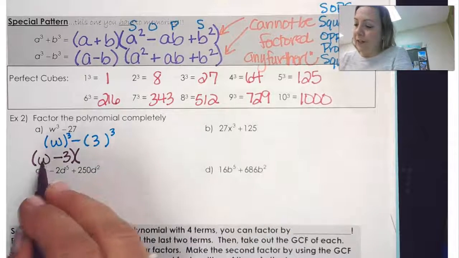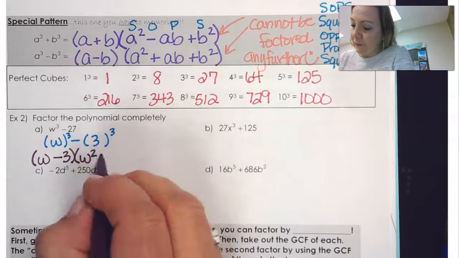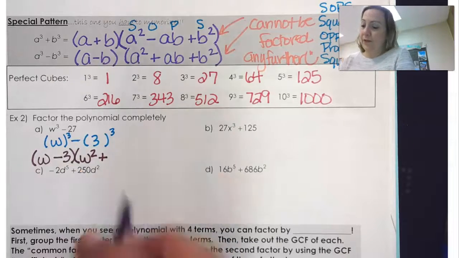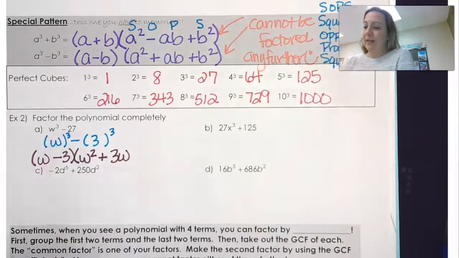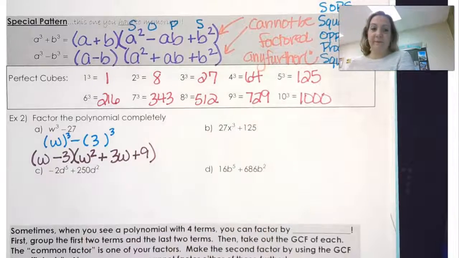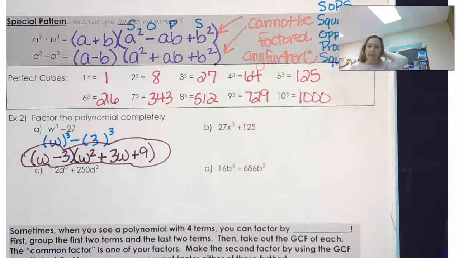We're going to square w, take the opposite sign, so we're going to add, take the product of w and 3, which we don't write as w3, we'll write as 3w, and now square the 3, and we get 9. And that's it. So the cool thing is that when you use this pattern, afterwards, you're done, okay?